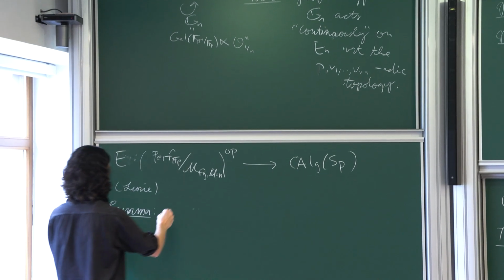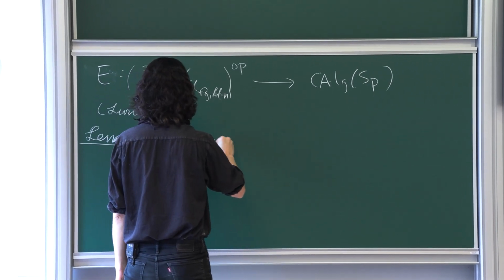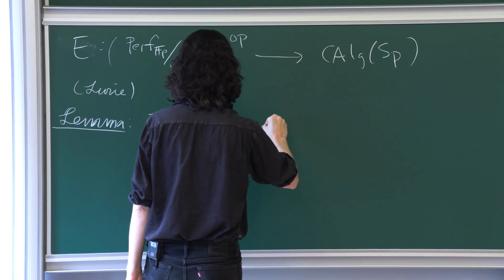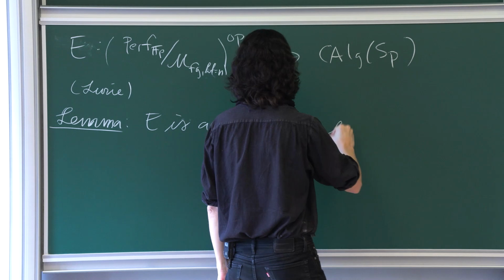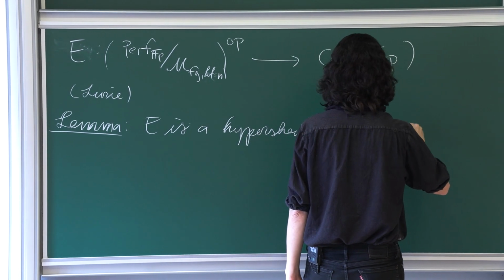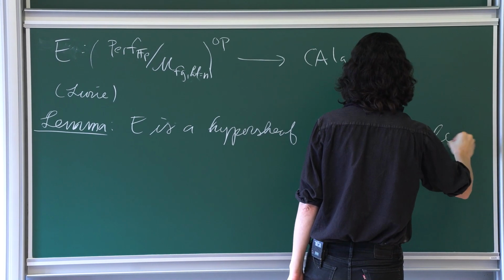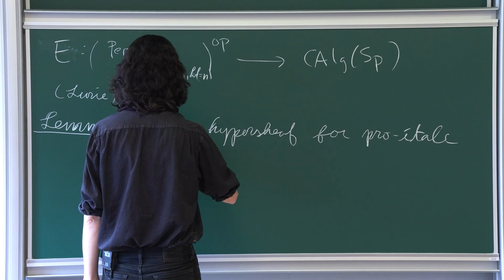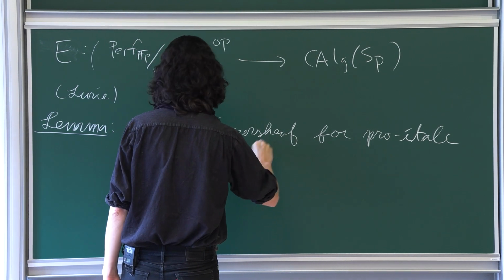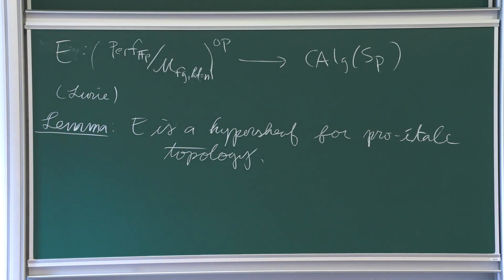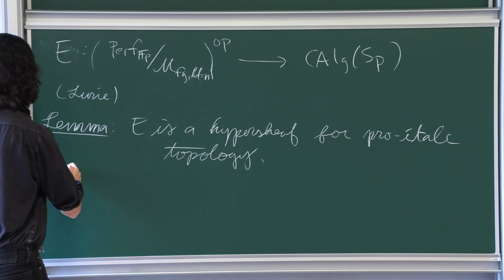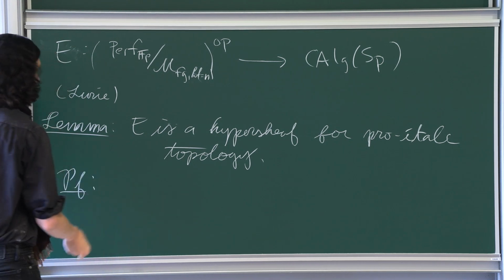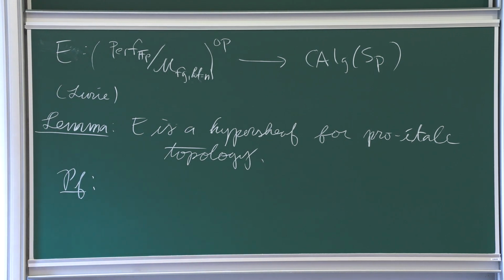So, a small lemma: E is a sheaf, in fact a hypersheaf, say for the pro-étale topology. You can formulate stronger results, but this is all we care about. Is this lemma due to Lurie, that you're going to give a proof of? Yeah, it's like a one-line proof.